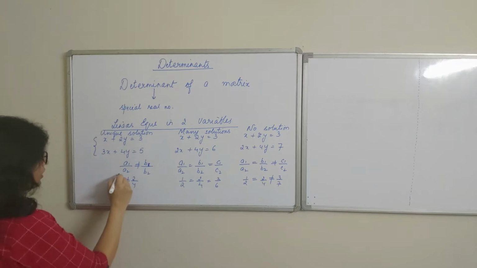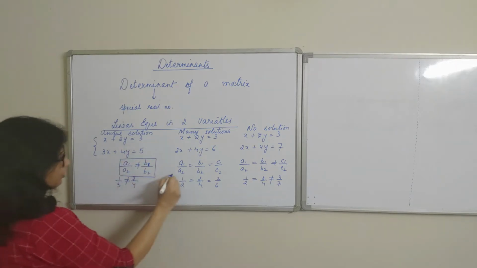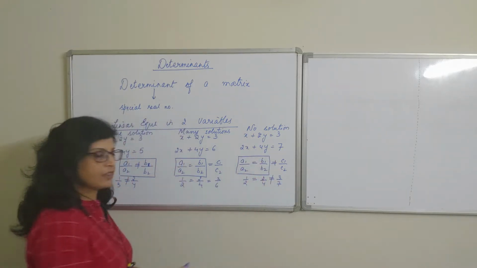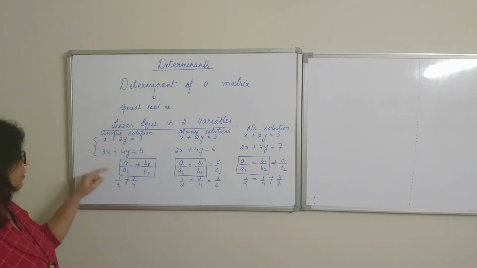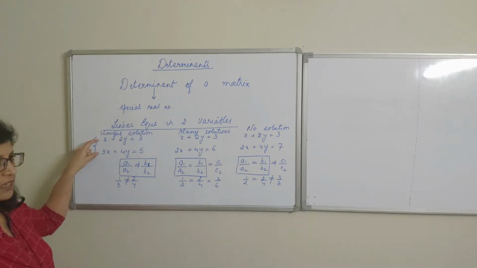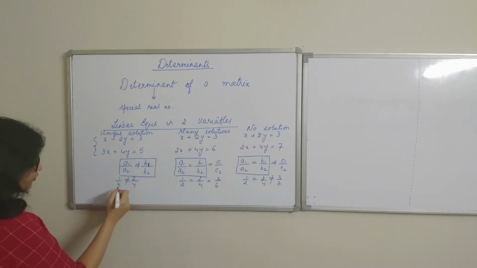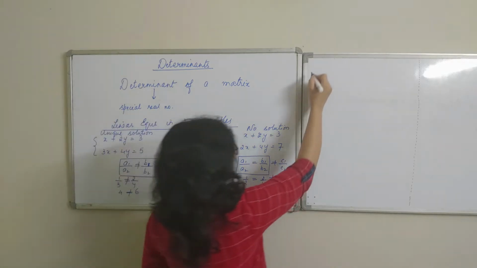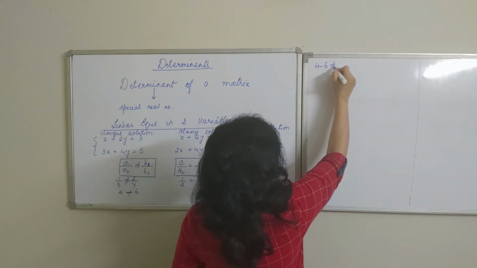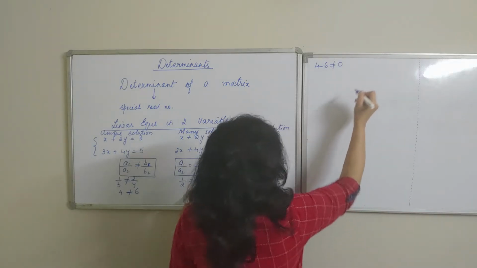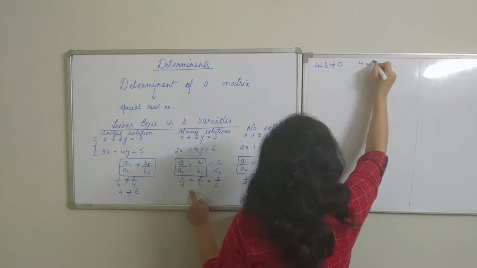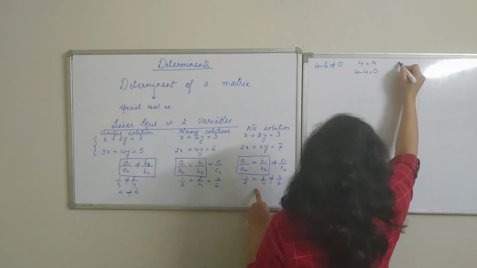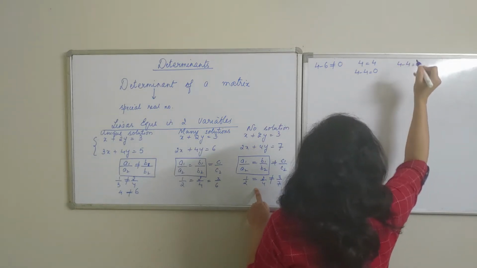In all the three conditions, let us focus upon the comparison of the first two ratios. Why are we comparing the first two ratios? Because they give us the coefficients of x and y in these equations. Look at this condition. The condition is 4 not equal to 6, which can also be written as 4 minus 6 not equal to 0. The next condition gives us 4 equal to 4, which gives us 4 minus 4 equal to 0. The next condition also gives us 4 minus 4 equal to 0.